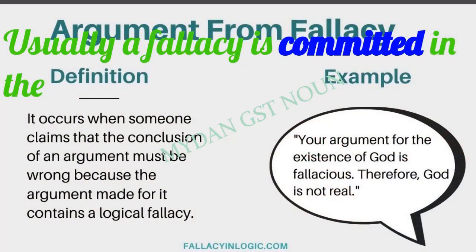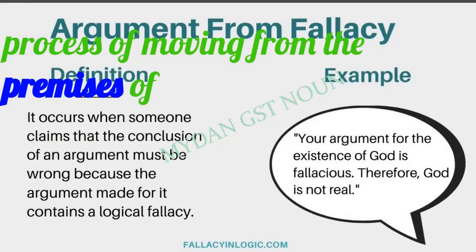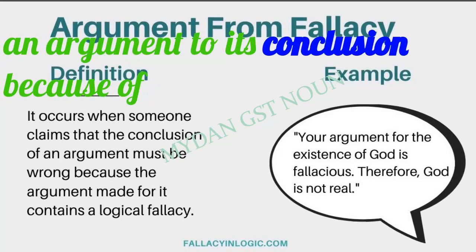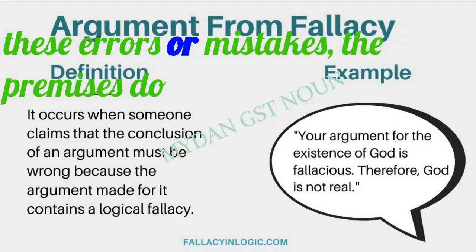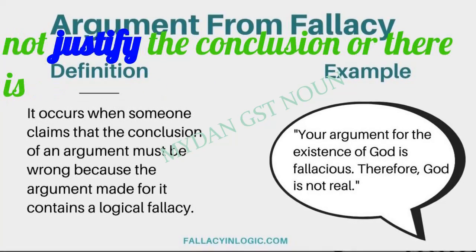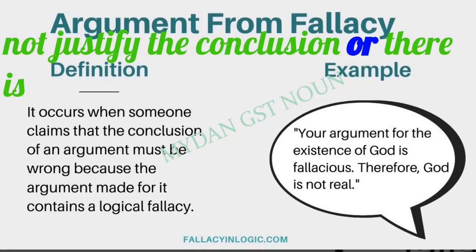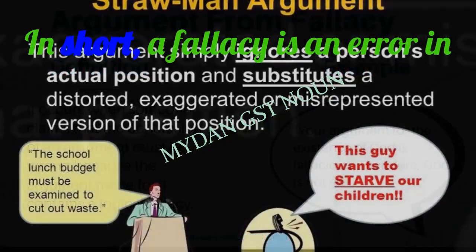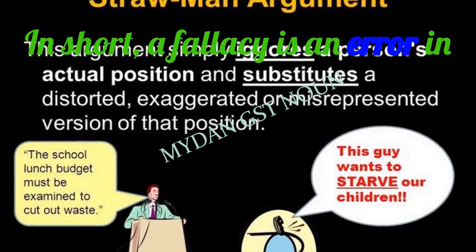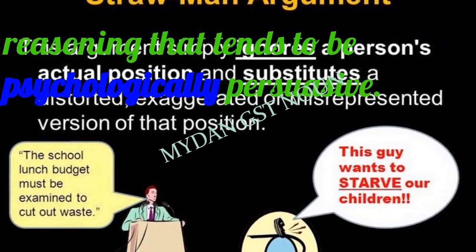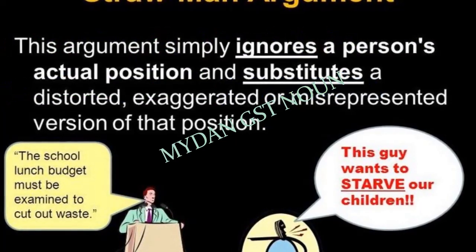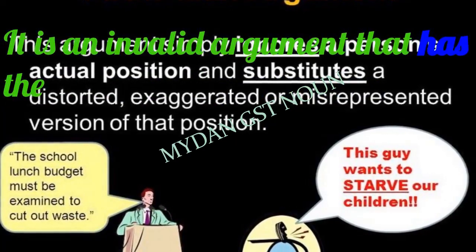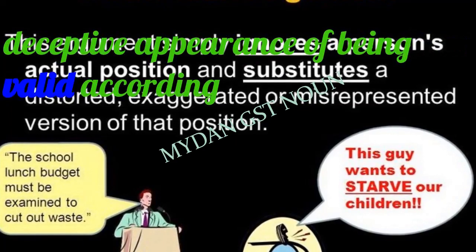Usually a fallacy is committed in the process of moving from the premises of an argument to its conclusion. Because of these errors or mistakes, the premises do not justify the conclusion, or there is no proper link between the premises and the conclusion. In short, a fallacy is an error in reasoning that tends to be psychologically persuasive. It is an invalid argument that has the deceptive appearance of being valid.